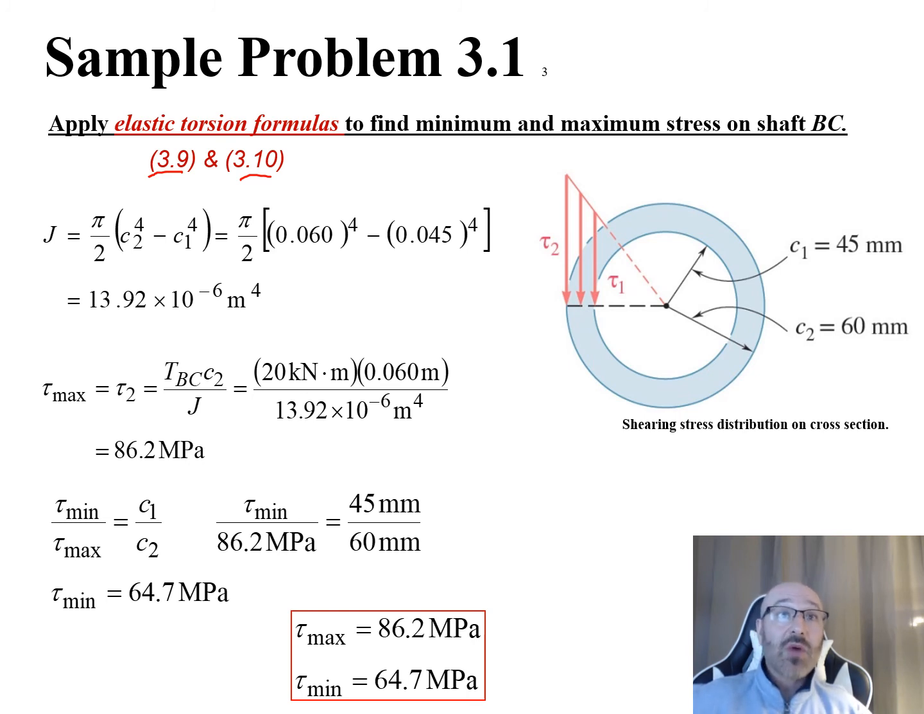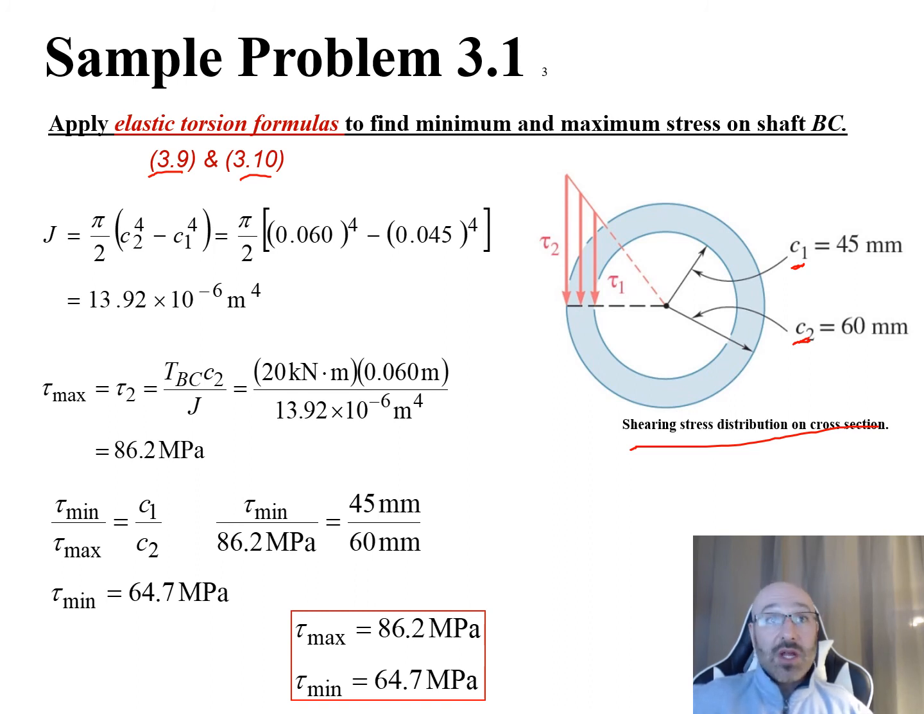We can apply equations 3.9 and 3.10 for a hollow shaft, where we have our C1 and our C2, which are our inside radius and our outside radius for that hollow shaft. Recalling the problem statement, they gave it to us as diameters. We want radii for our problem, so we can now convert those to our C1 and our C2. Now we can go through and calculate this. From equations 3.9 and 3.10 in our textbook for these elastic torsion formulas, we're solving for our J.